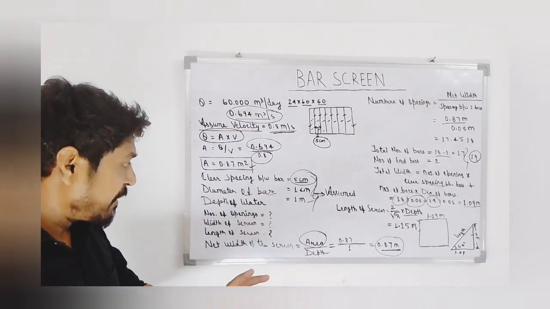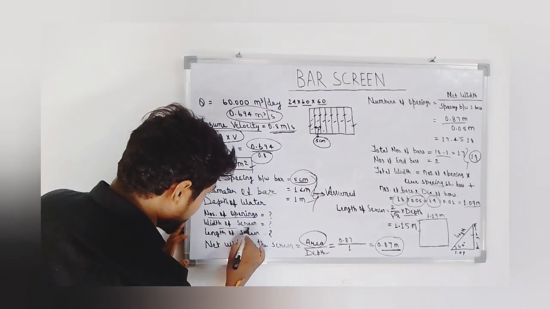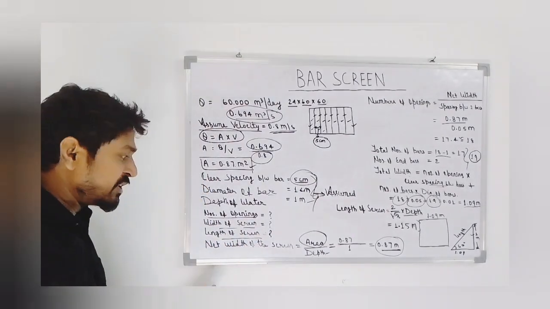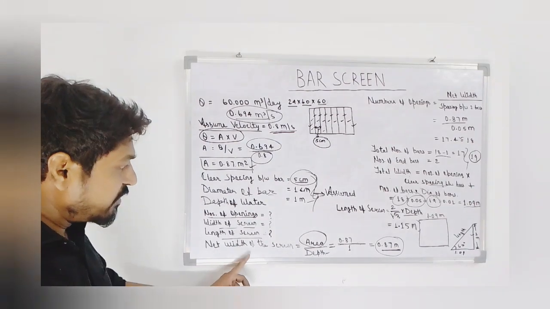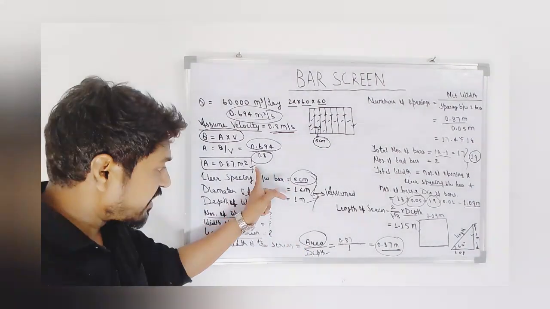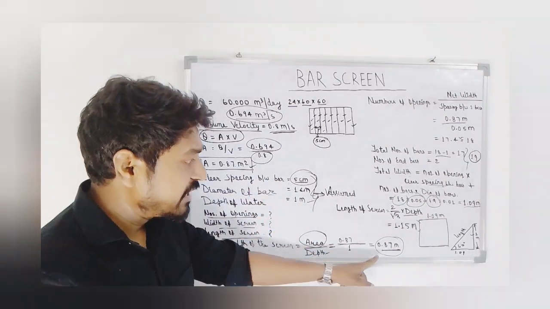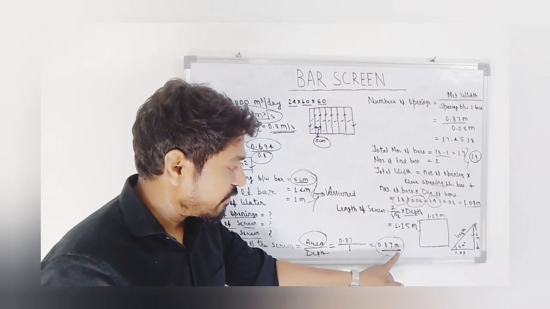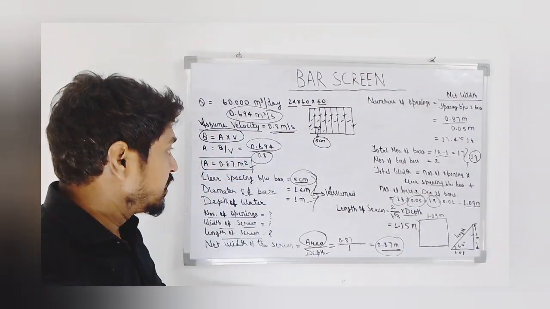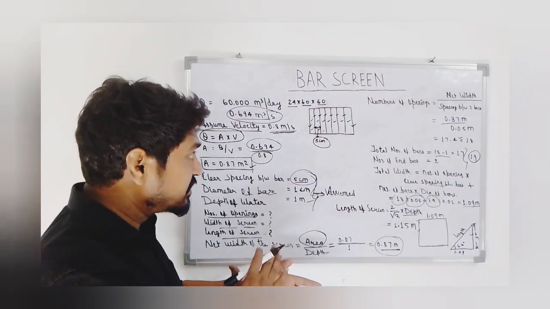So we have to find three things, which are the number of openings, width of the screen, and length of the screen. So as you know, net width of the screen is equal to area divided by depth. Area we have calculated already, and depth is assumed already. So by this formula we get 0.8 meter, about 0.87 meter. But it is the size or width of the chamber.